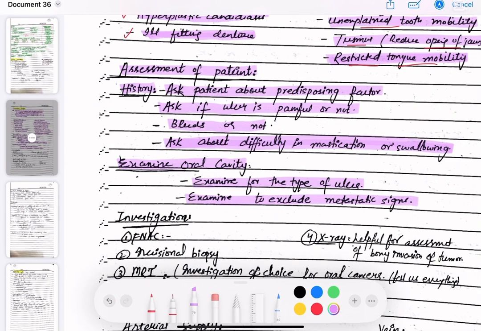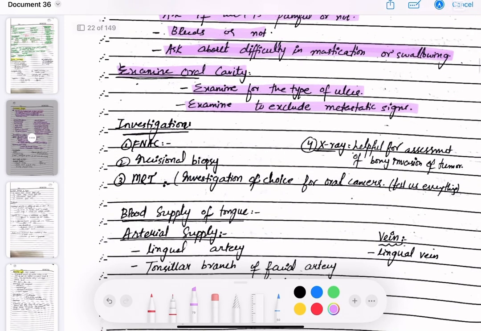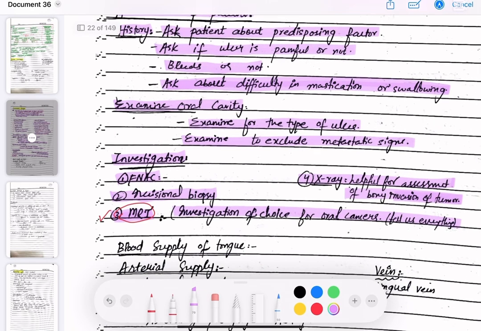Then we will move towards the investigations. Fine needle aspiration is done, incisional biopsy is taken, and MRI is taken, which is the investigation of choice for oral cancers. You should remember this: for oral cancers the investigation of choice is MRI. And then X-ray is done, which is helpful for the assessment of bone invasion of the tumor, as the tumor can invade the bones. So X-ray is done for that purpose, to find the bony invasions.